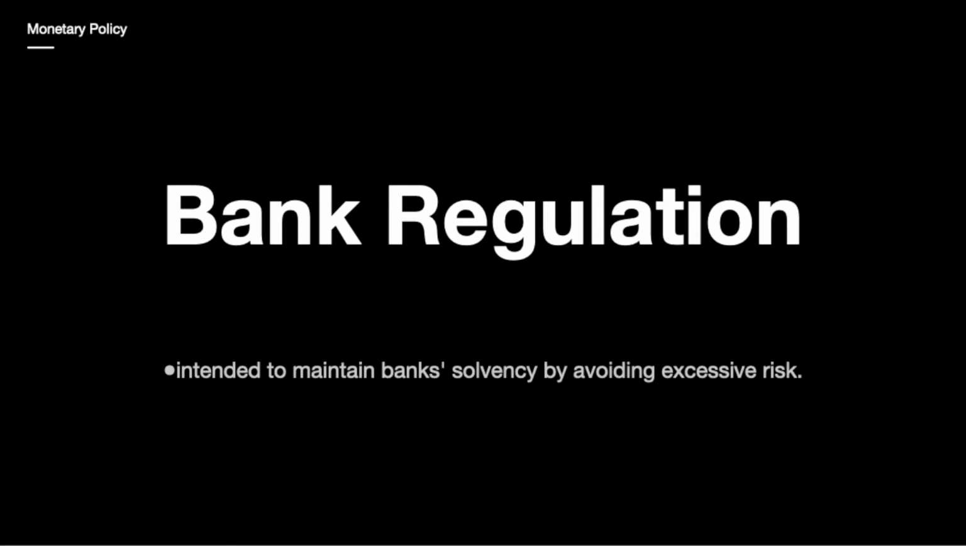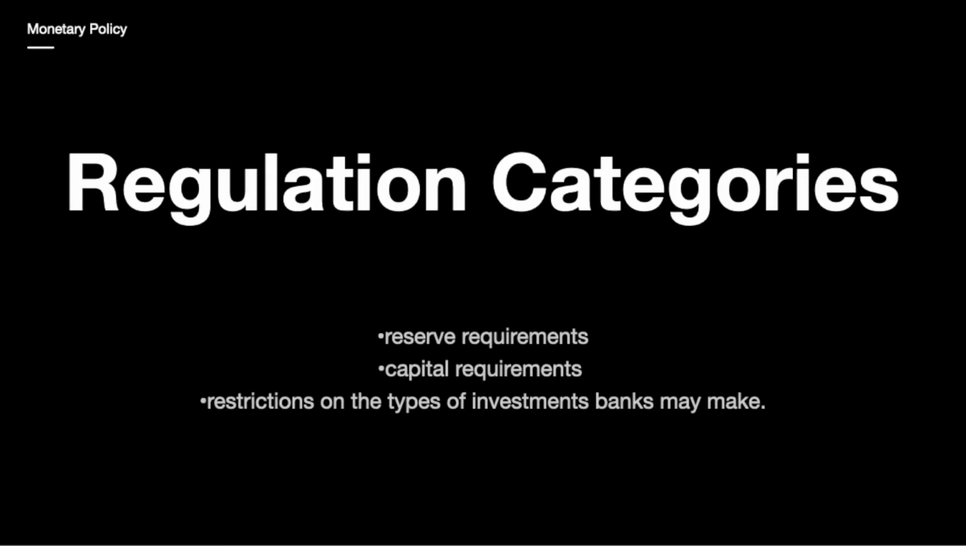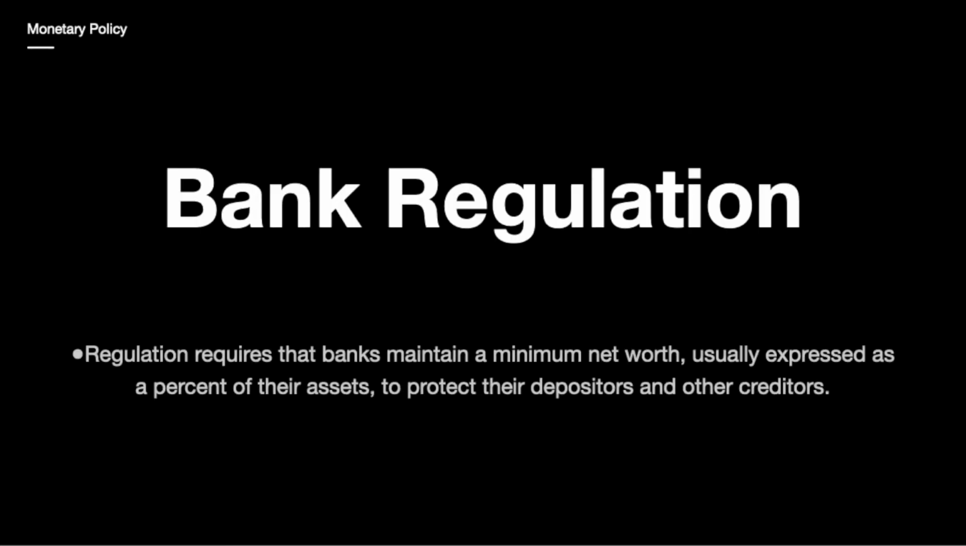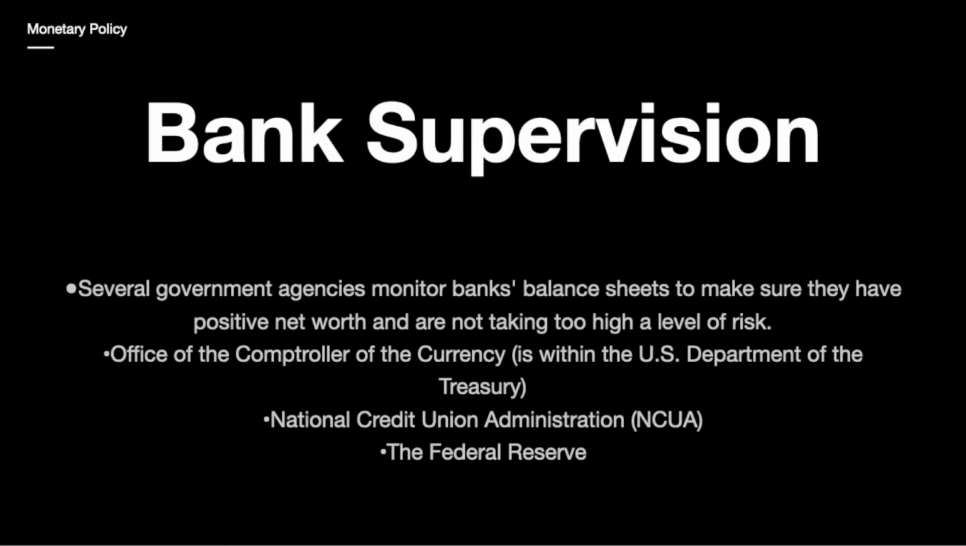Bank regulation is intended to maintain bank solvency by avoiding excessive risk. Regulation falls into a number of categories: reserve requirements, capital requirements, and restrictions on types of investments banks may make. Regulation requires that banks maintain a minimum net worth, usually expressed as a percent of their assets, to protect their depositors and their creditors. Bank supervision. Several government agencies monitor banks' balance sheets to make sure that they have a positive net worth and are not taking too high a risk.